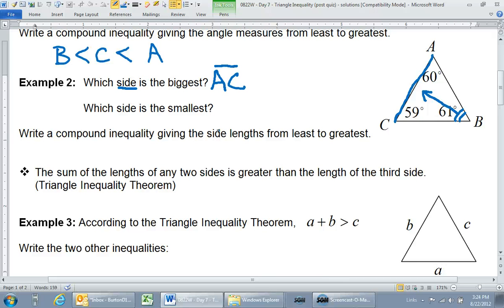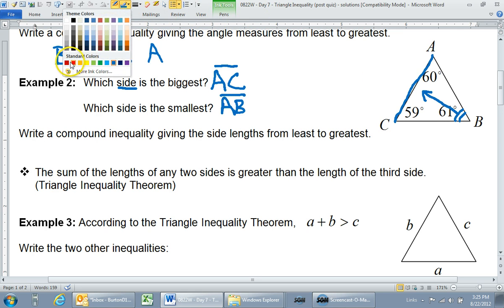Okay, what's the smallest side, class? AB. I heard AB and AC. We already said that AC was the biggest side, so that's definitely not the smallest. So the smallest side is going to be AB. The only possible choices were AB and BC because those were the ones that's left. But I didn't hear everyone responding, so let me just make sure this is clear.